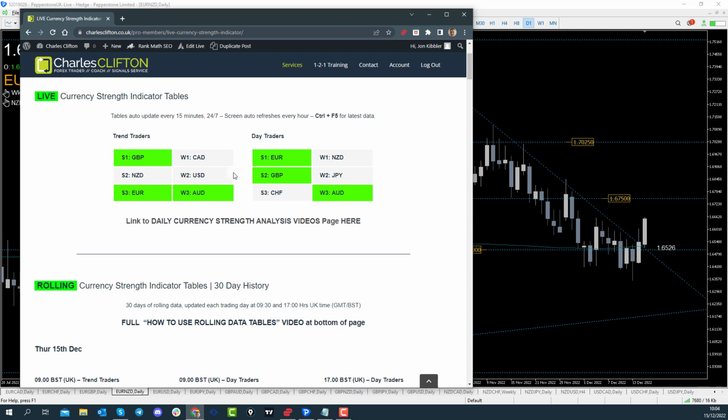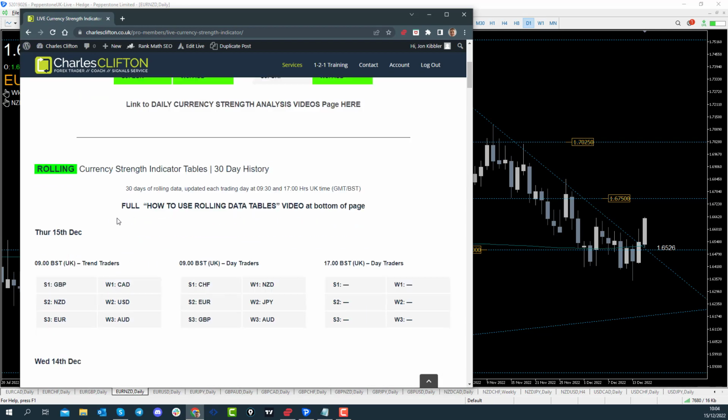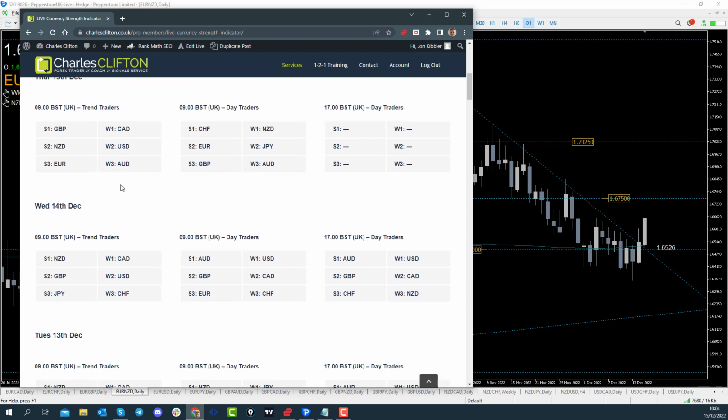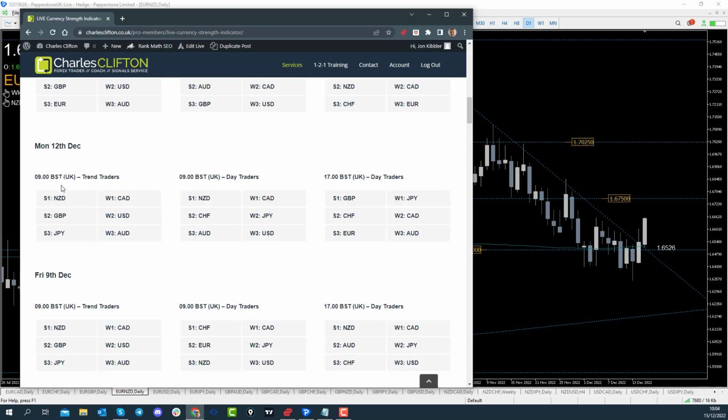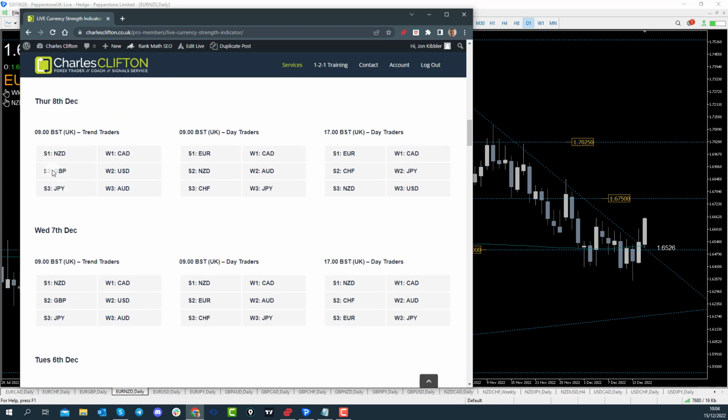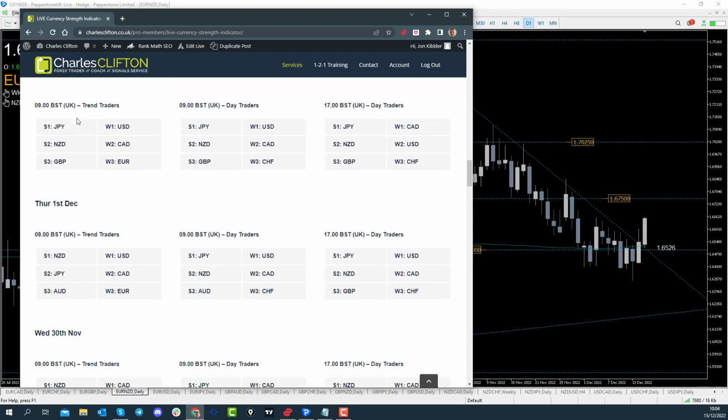So then, what do the tables tell us today? Well, the Kiwi has fallen. This is what we're going to be focusing on a little bit today. The Kiwi dollar has started to move from its number one spot on the trend traders. If I go to the rolling 30-day currency strength indicator tables, you'll see that Kiwi has pretty much topped the trend traders table for a large period of time.